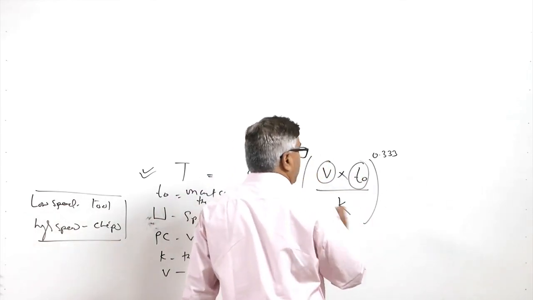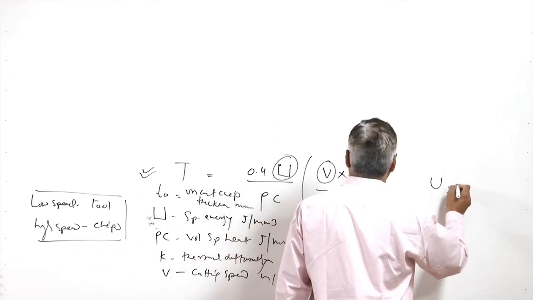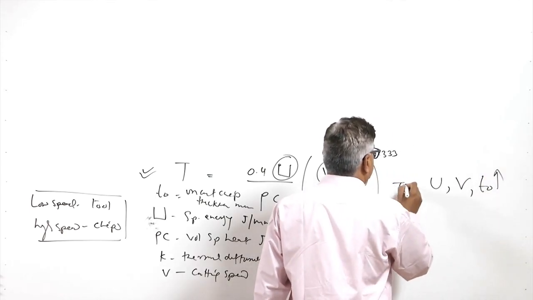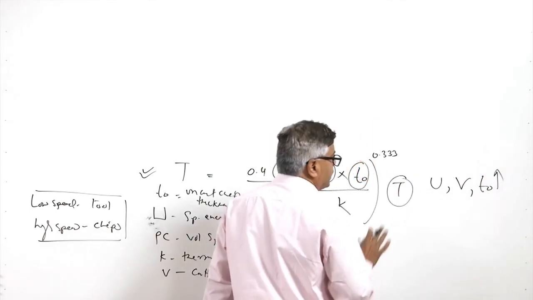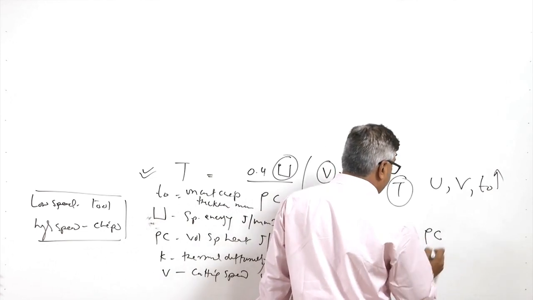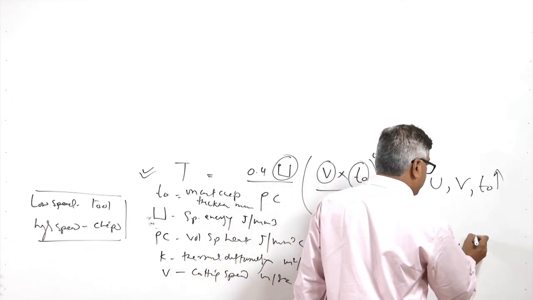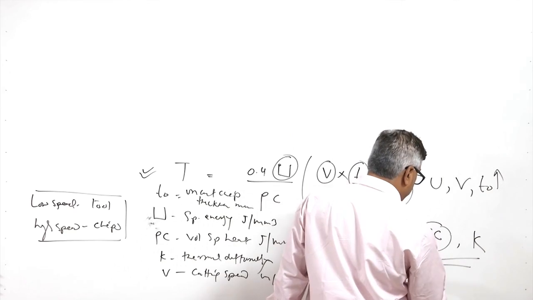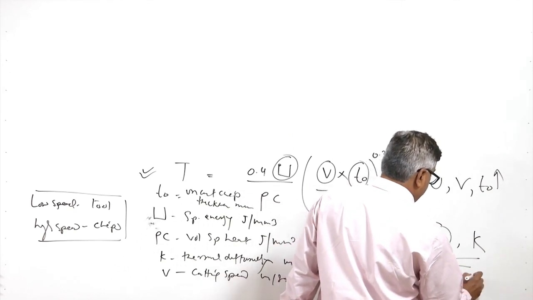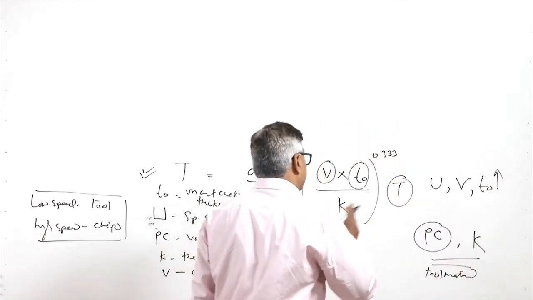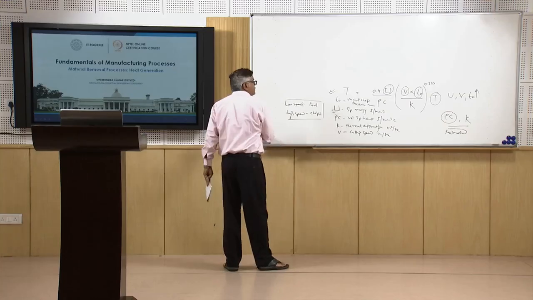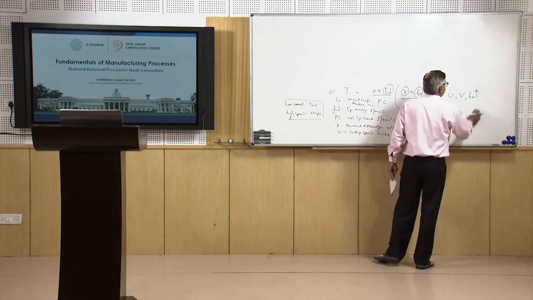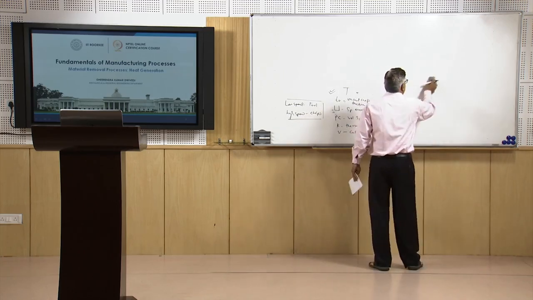So, if we see this equation, then increase in specific energy, increase in cutting velocity, and increase in uncut chip thickness. So, all three U, V and T naught, increase in all these three parameters will be increasing the chip tool interface temperature, while the thermal properties like volumetric specific heat and the thermal diffusivity K, both are tool material properties, and increase in both these values will be lowering down the temperature of the tool chip interface.